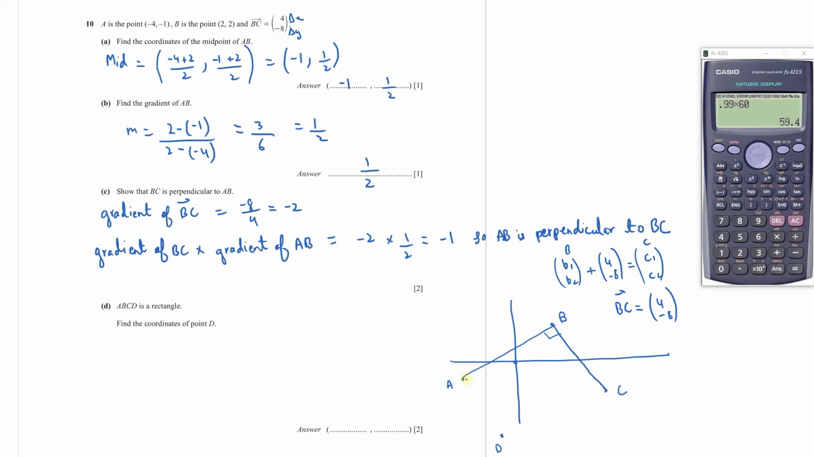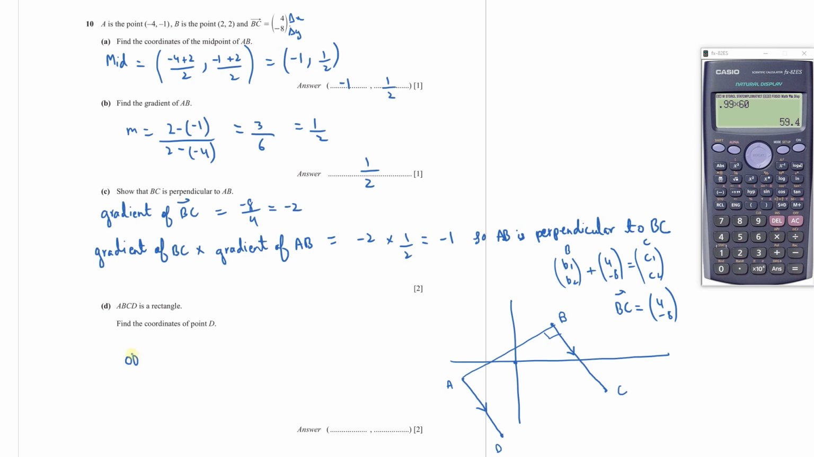So similarly, this AD column vector will also be this same column vector because this is parallel, because ABCD is a rectangle. So this vector BC will be parallel to this vector AD. So that means if I know the point A and I add this column vector to the coordinates of A, I will end up at D.